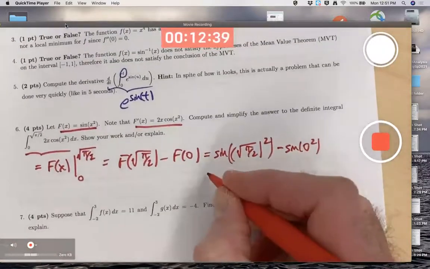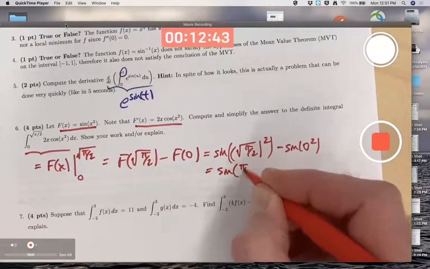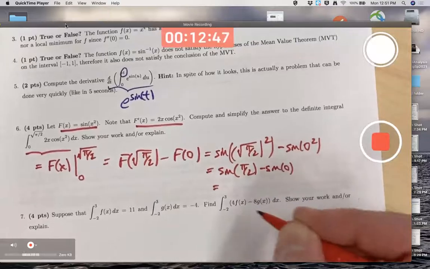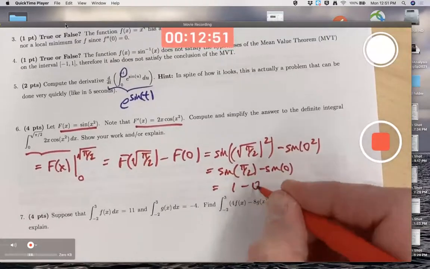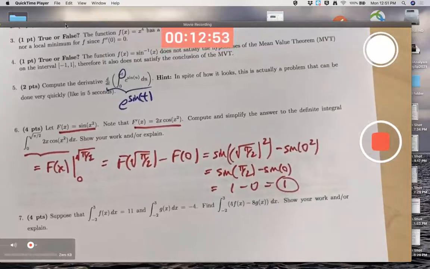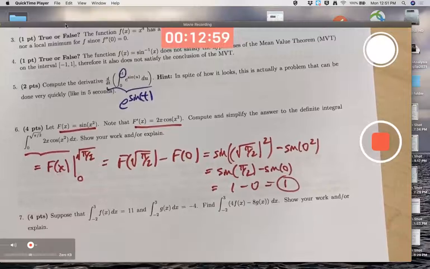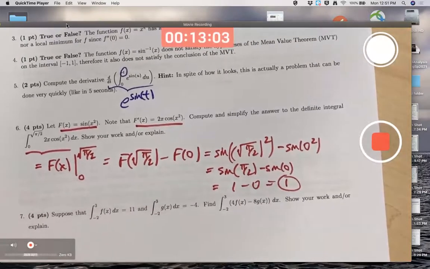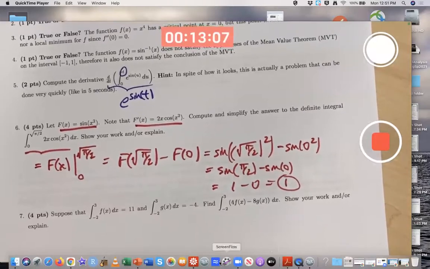And this is set up to work out nicely. The square root of pi over 2 squared is just pi over 2. Sine of pi over 2 is 1. You can double check that with your calculator. Sine of 0 is 0. The answer is 1. So we got a problem here that looks difficult at first glance. But if you know the fundamental theorem of calculus and are just careful plugging numbers in, it works out pretty nicely. Let's double check it with Mathematica.